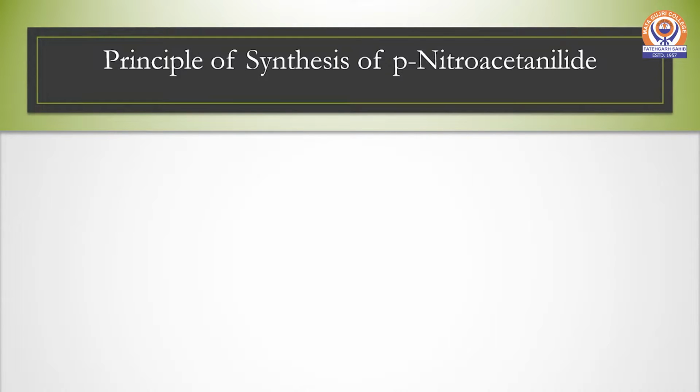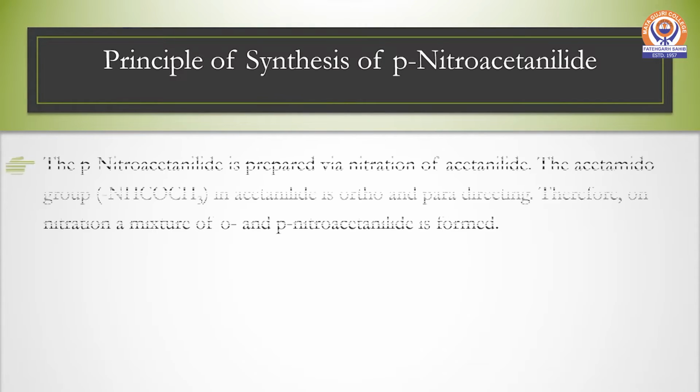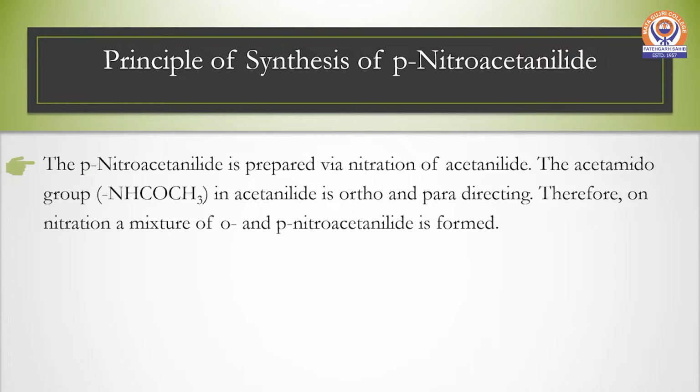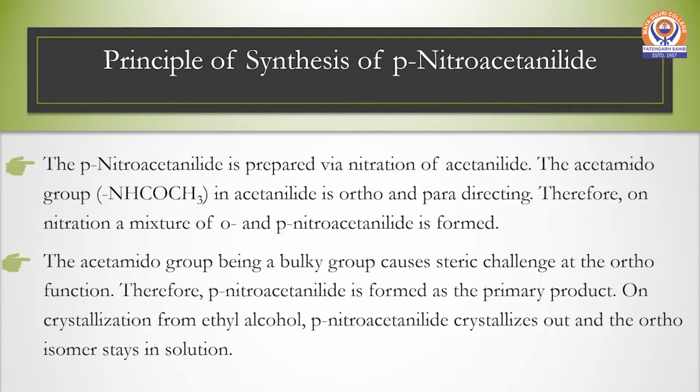The principle behind the synthesis of para-nitroacetanilide is that it is prepared via nitration of acetanilide. The acetamido group, that is NHCOCH3, as you can see in this structure, is ortho and para directing. Therefore, when this particular compound is nitrated, we are going to get a mixture of ortho and para nitroacetanilide. The acetamido group, being a bulky group, causes some steric hindrance at the ortho position.